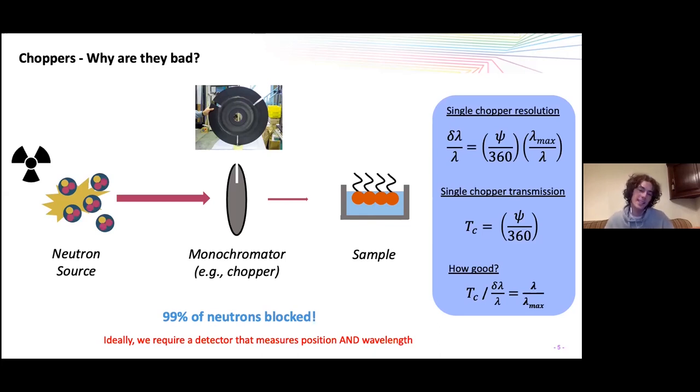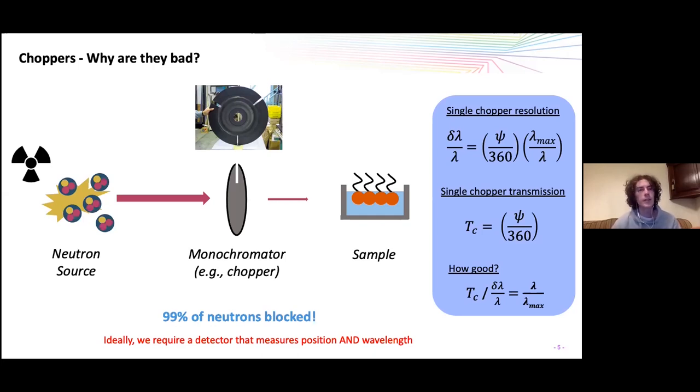And basically, in the scenario I've picked in this paper, 99% of the neutrons get stopped. Choppers are incredibly inefficient at getting things through that hole. And ideally what we want is a detector that measures the position and the wavelength, because that means we don't have any problems with transmission, and it's all directly related to the amount of absorption that the sample can have.